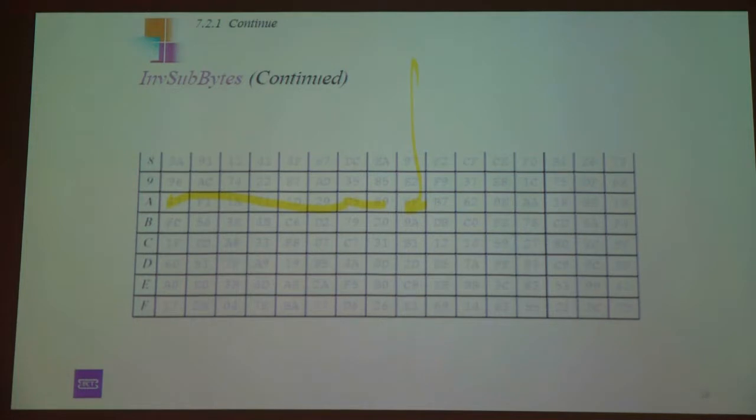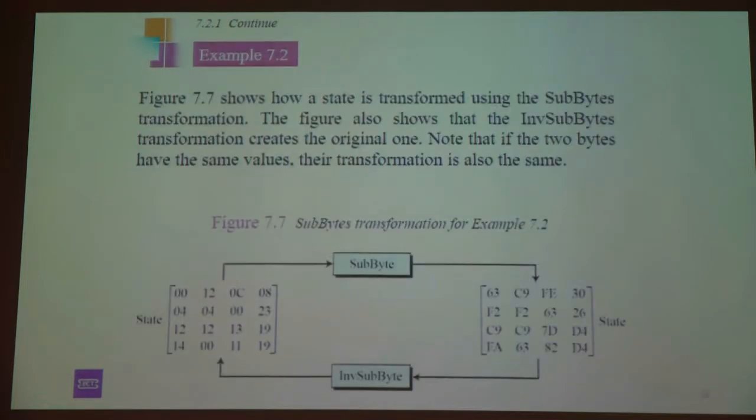So the first step is byte substitution, and it's invertible. There is a table for substitution. So when we are encrypting, what we do? Substitution. When we are decrypting, what we do? Inverse substitution. There are two tables and it's just a lookup, right? So this is an example in here.